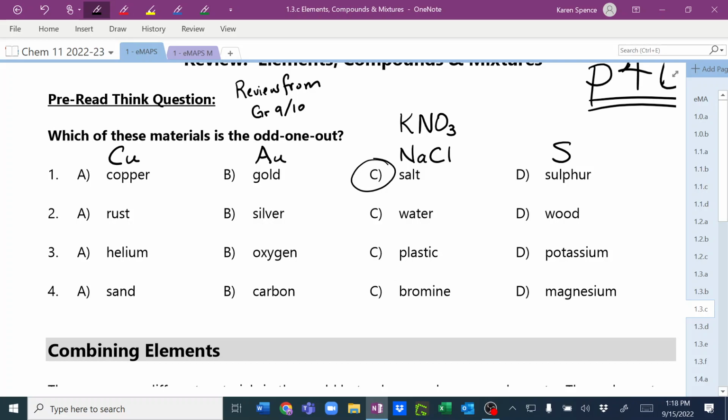Rust. Rust is actually iron oxide. So it is Fe2O3. Is that an element or is it a compound? That is a compound. It is made of 2 elements. Can you tell me if it is an ionic compound or a covalent compound? Check with your partner, see if you remember.